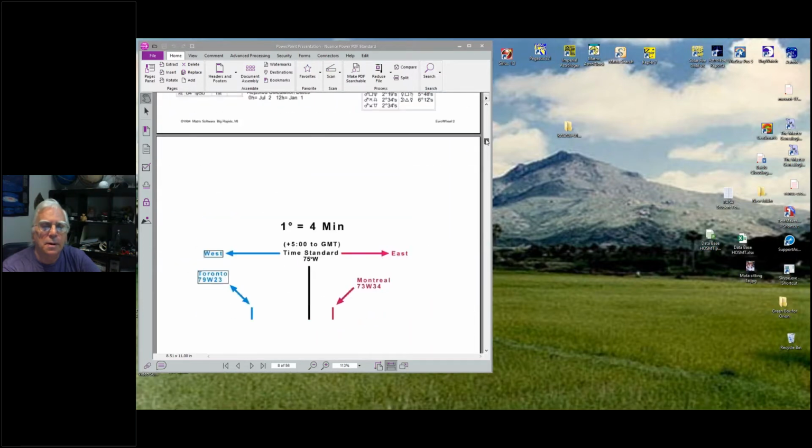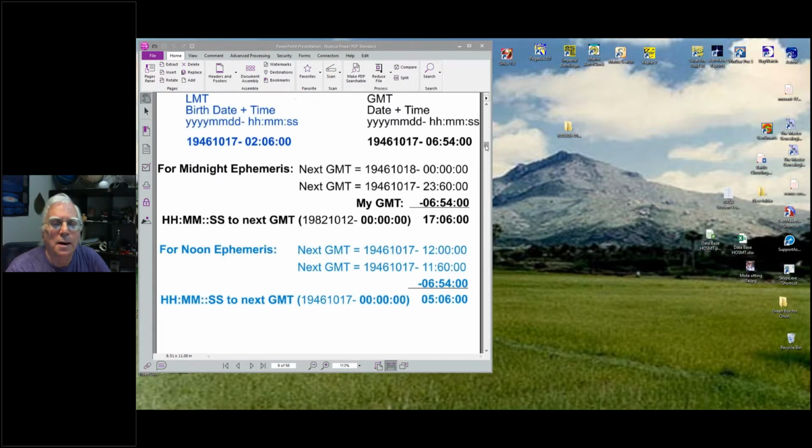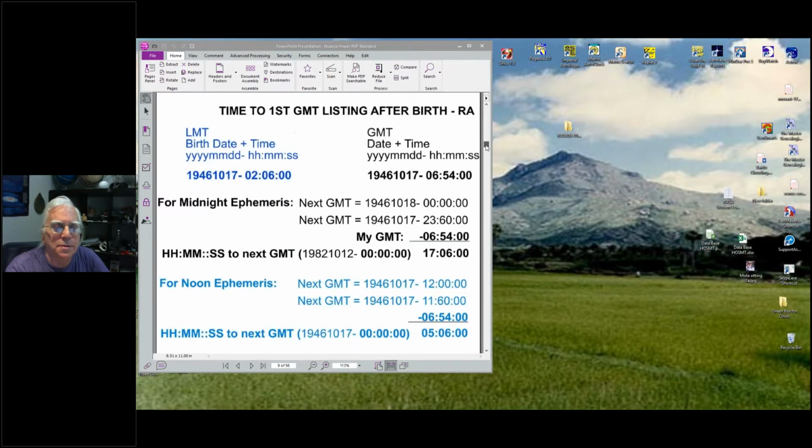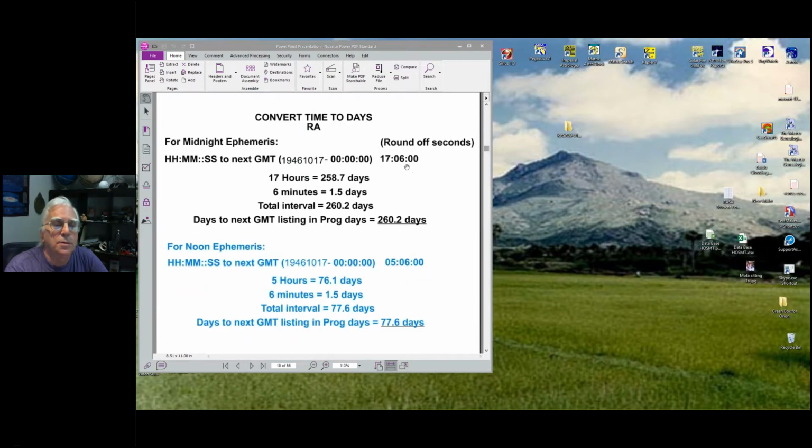One second. I was just working on these. It's been a long time. I had to make these graphs up and everything for you, and did mine first. So, anyways, it was the 18th. The next GMT is the 18th. So this date should be the 18th, and I'm 17 hours and 6 minutes away from the 18th.